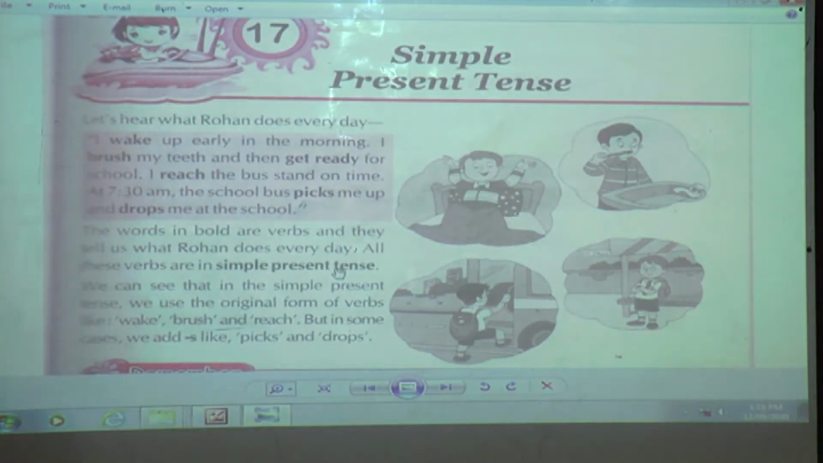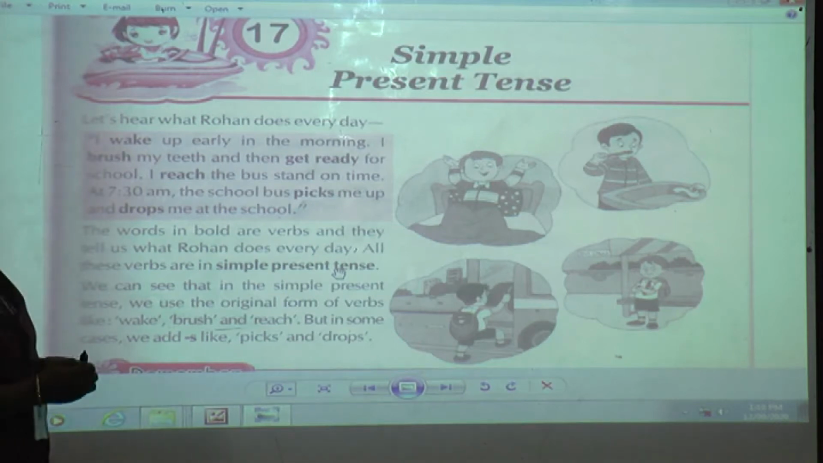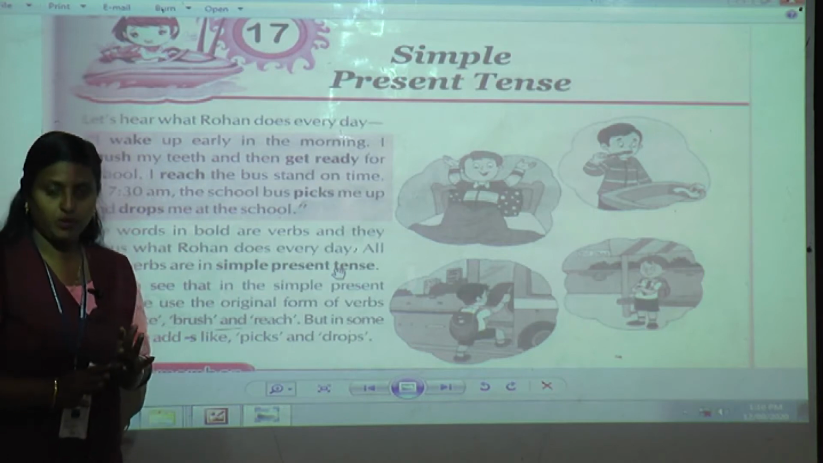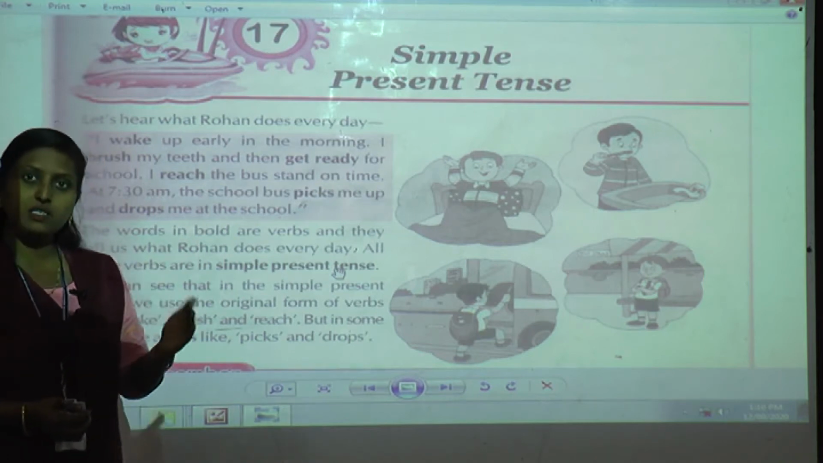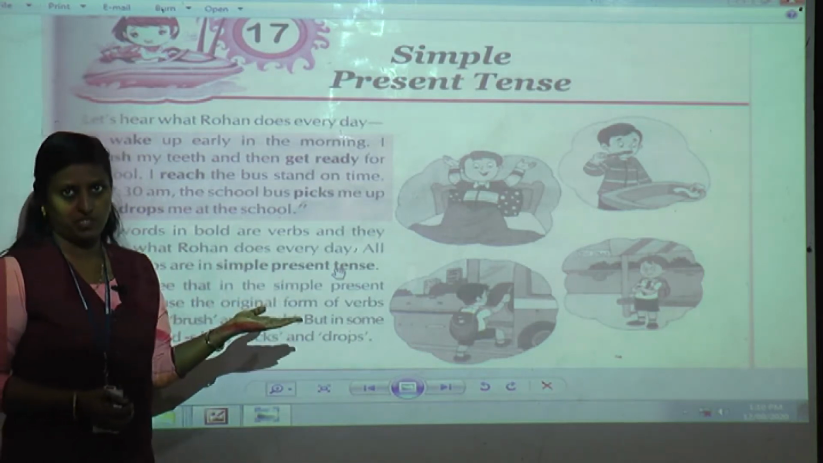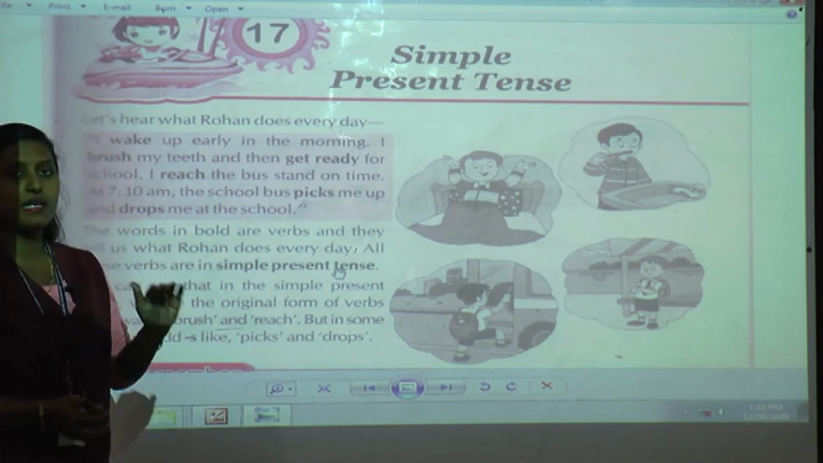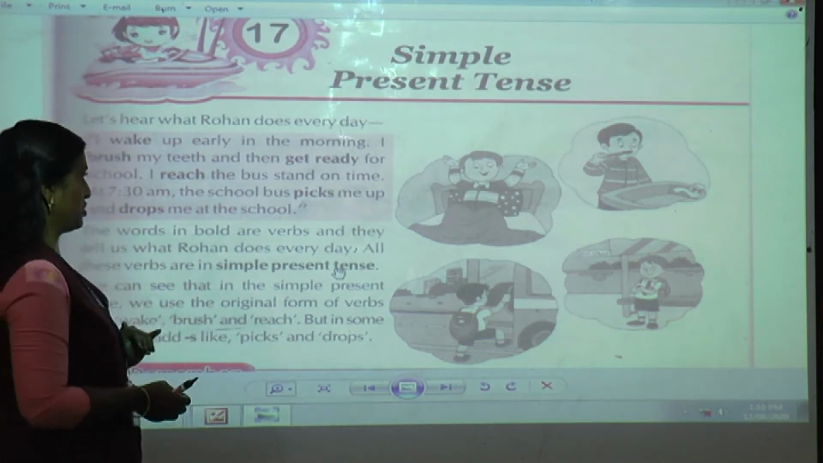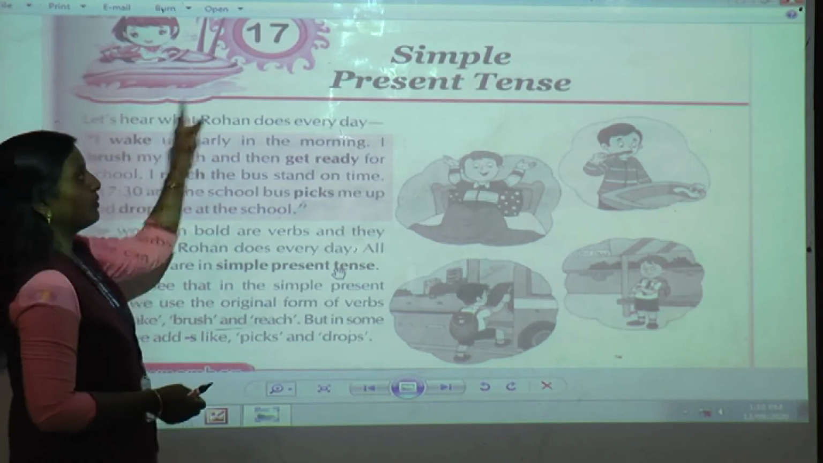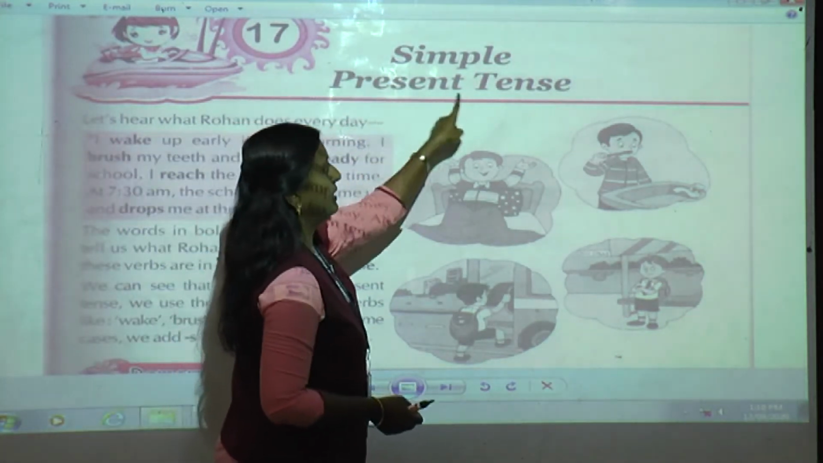Now what is simple present tense? Simple present tense means the action which is done at the present time. Okay, and what is past tense? The action which is done in the past time, and the future tense is the action which will be done in the future. Okay, now today we are going to learn about simple present tense.